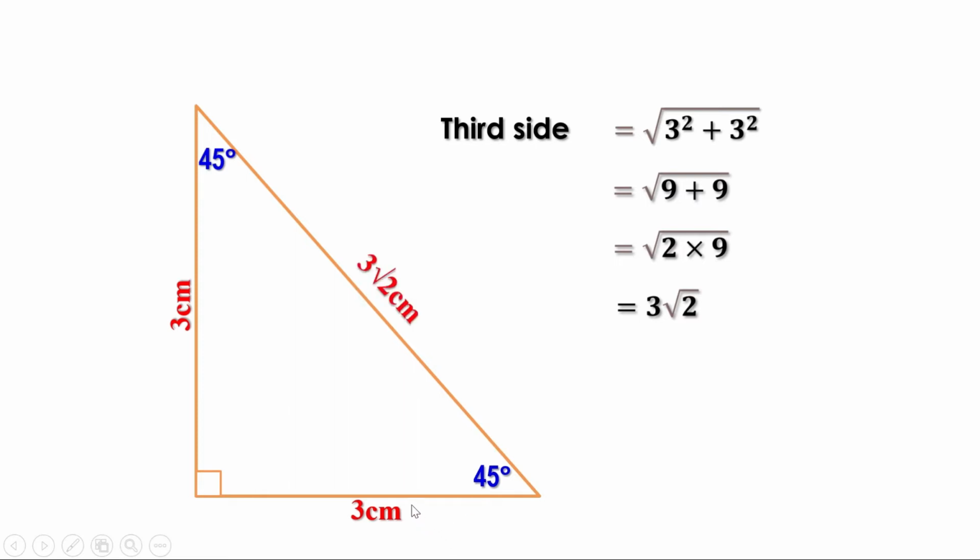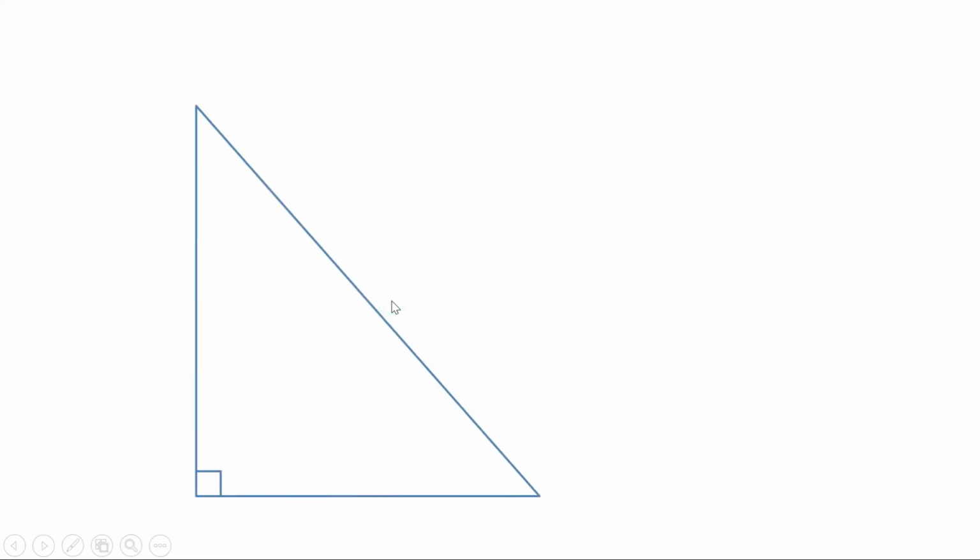Now let us change the side. Instead of 3 centimeters, let us take 4 centimeters and observe what happens. Another isosceles right angle triangle, and this side is 4 cm. These two sides are equal, so this is also 4 cm. Now let us find the third side.